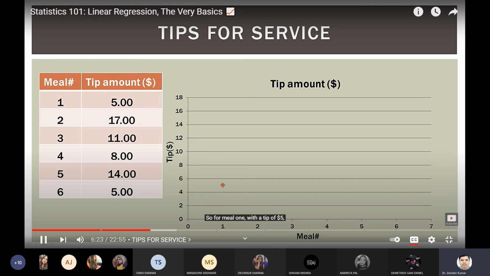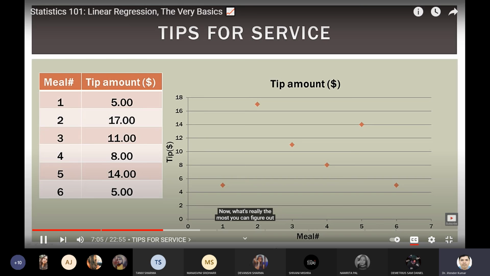So for meal 1, we had a tip of $5, so we'll go ahead and graph that at around $5. For meal 2, we had a tip of $17, so that goes way up there. For meal 3, we had a tip of $11, so that goes there. Meal 4, we had a tip of $8, that goes there. Meal 5, it was a $14 tip, and meal number 6, it was a $5 tip. So here are our data points. Remember, we're only dealing with one variable, that's the tip amount, and the meals along the bottom just describe where we're graphing each point. The order does not matter. We could have graphed these in any order. This just happens to be the one we ended up with.